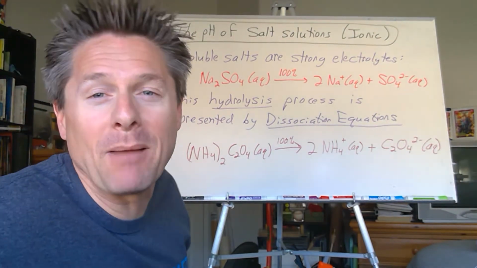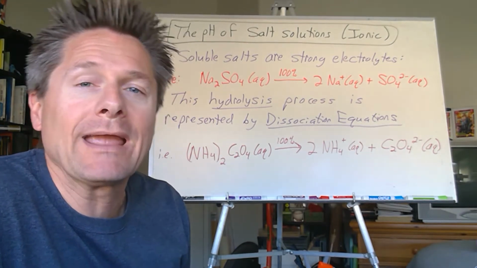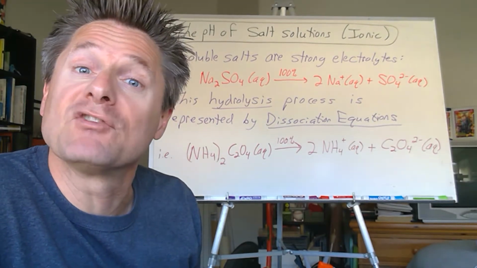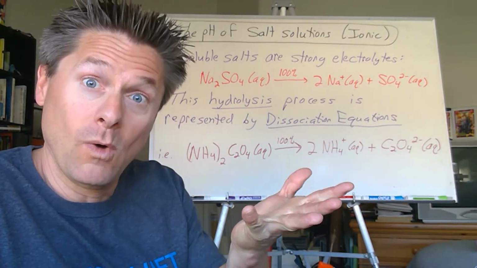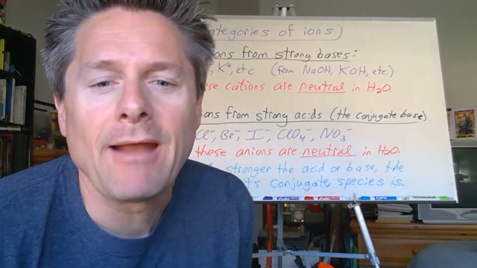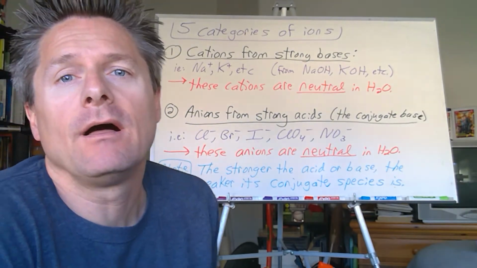So let's pause this and erase the board, and then we'll take a look at how you recognize whether a cation or an anion has acidic or basic behavior. And if it does, we might have to do ICE tables like we did before. All right, we're going to look at 5 different categories of ions.